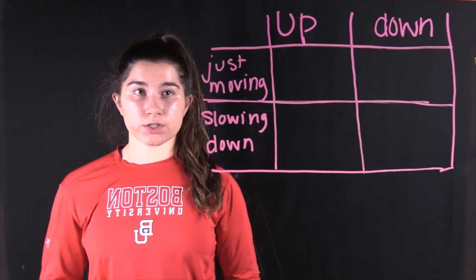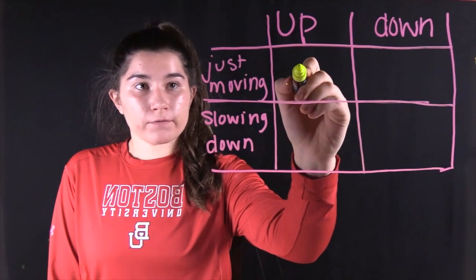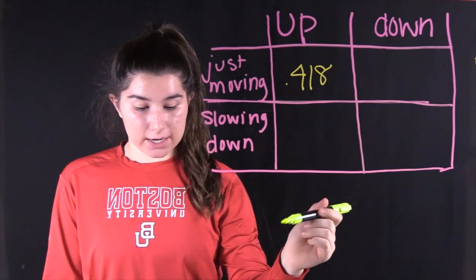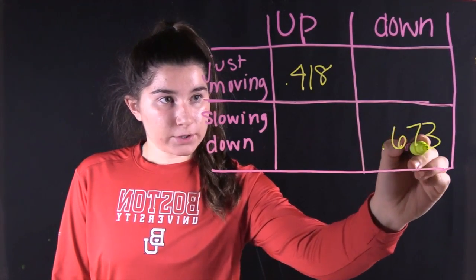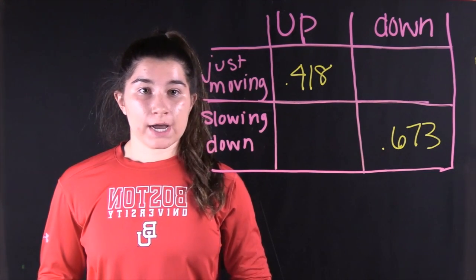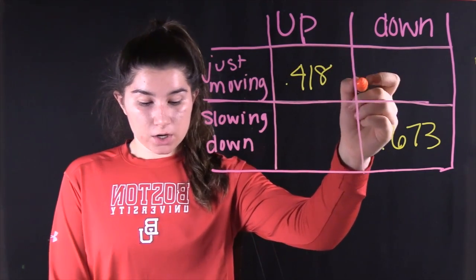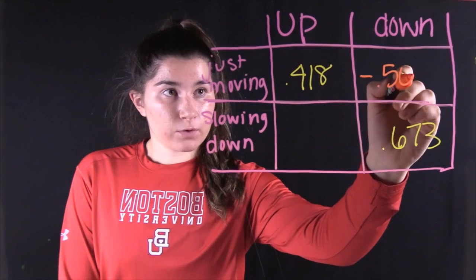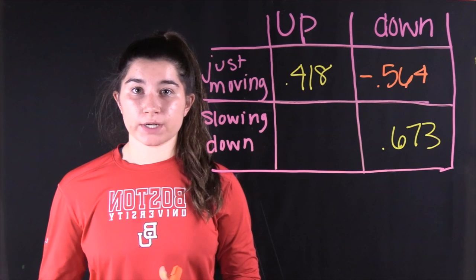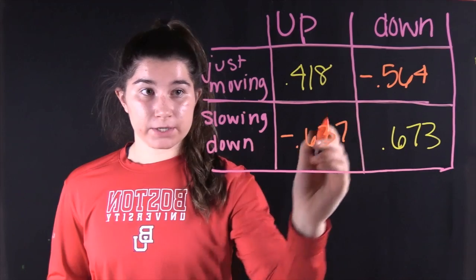Based on our calculations, the two positive accelerations were when the elevator just started to move up, which was 0.418 meters per second squared, and when the elevator was going in the negative direction and slowing down, which was 0.673 meters per second squared. We also found that the elevator had a negative acceleration when it was just moving in the downward direction, in the negative direction, which was negative 0.564 meters per second squared. We also found that it had a negative acceleration when it was slowing down, going in the positive direction, which was negative 0.637 meters per second squared.